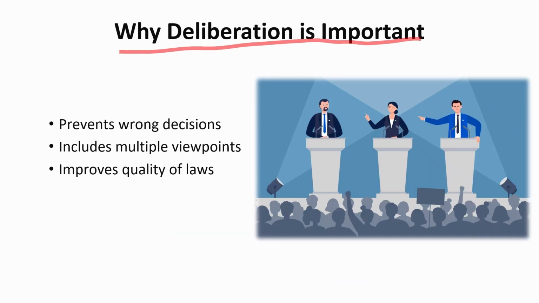Now, why is deliberation important? Now you might wonder, why is discussion so important? So let's take a simple example. Suppose the government wants to make a new law related to education. So if this law is passed without discussion, it might ignore the needs of students, teachers, or rural areas. And when the law is discussed in the legislature, different members raise different concerns. One may talk about village schools, another may talk about digital education, and another about affordability. So this discussion improves the law. So in a democracy, debate is not a waste of time. It is essential for better decision making, as it prevents wrong decisions, includes multiple viewpoints, and improves the quality of laws.